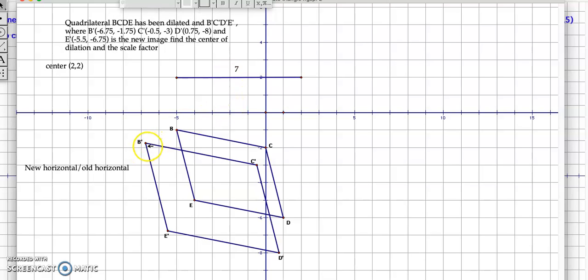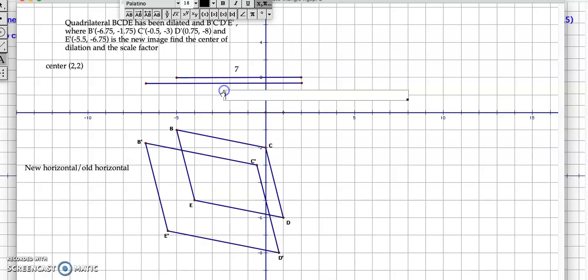Now the next thing is that B prime, if you look up here, is at negative 6.75 comma negative 1.75. So if I do the same thing and go out to this point right over here, that distance would be 1, 2, 3, 4, 5, 6, 7, 8.75. So this distance is 8.75. And again, this is equal to the new, and this guy right here is equal to your old.